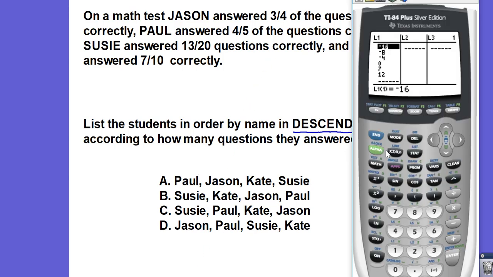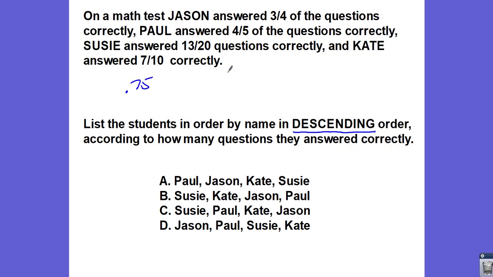So we've got 3/4. Let's get out of this right here and go back to the home screen. Clear that out. Well, 3/4 would be 3 divided by 4. Enter. Gives you 0.75. Okay. And then 4/5 is going to give you 0.8 when you do that one. 13/20 is going to give you 0.65. And then 7/10 is going to give you 0.7.